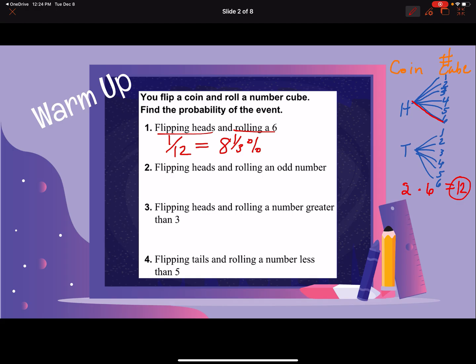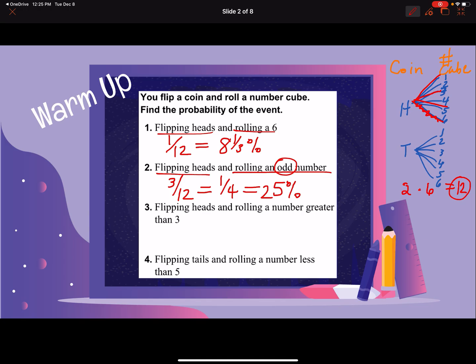Number 2, flipping a head and rolling an odd number. So we're going to come over here to the head. 1's an odd, 3's an odd, 5 is an odd. Disregard this one right here that we did earlier. So I have 3 possible outcomes for this event out of 12 total possible outcomes. So 3 out of 12 simplifies to 1/4, which is the same thing as 25%.